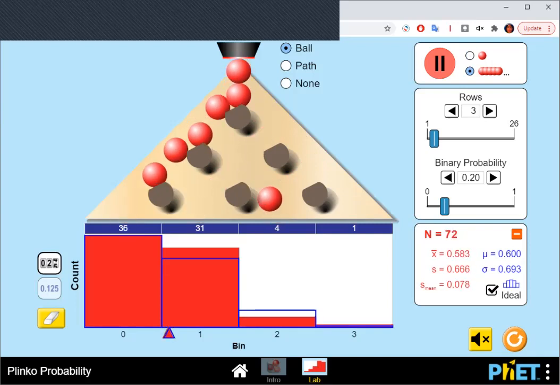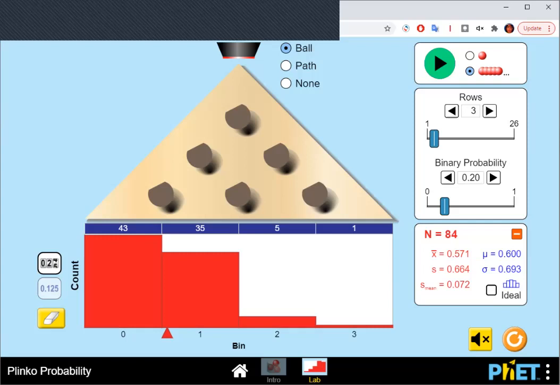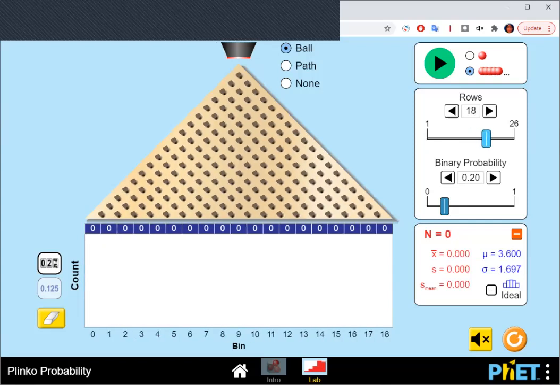You can pause at any time. Let's pause, for example, here. So n equals 84. From these 84 balls that we've dropped, we have 43, 35, 5, and 1 in these 4 bins. This is pretty consistent with the ideal probability.